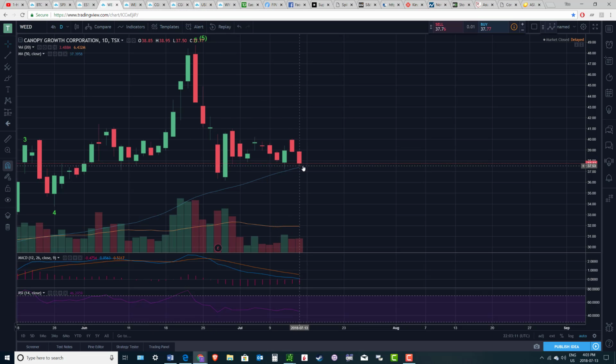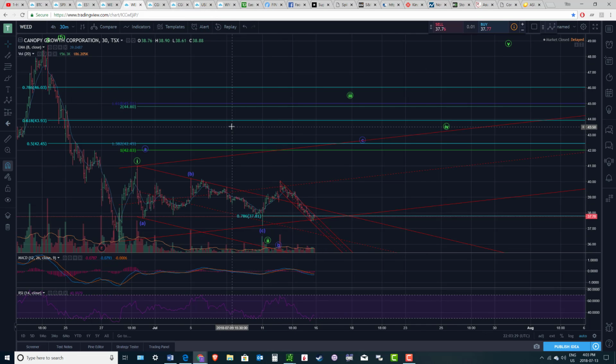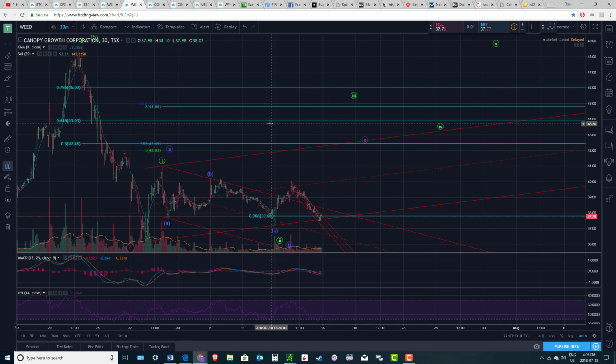If it was just a 50-day simple moving average on its own, sometimes it works, sometimes it doesn't. It's definitely worth keeping an eye on, though, knowing that that kind of behavior often takes place on or around the 50-day in an uptrending stock. But if we go down here, this is a 30-minute chart of weed, and you'll see that not only does that 50-day simple moving average come into play, we also have the bottom of this channel.